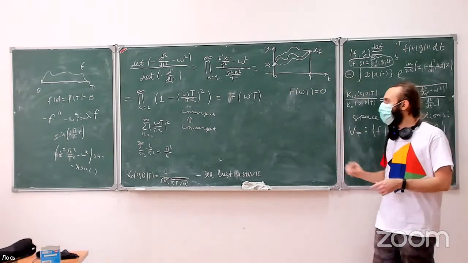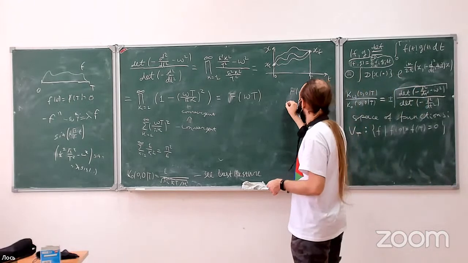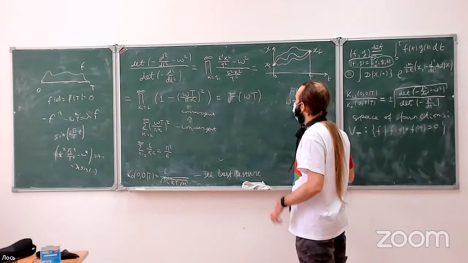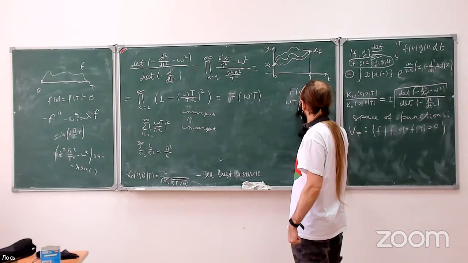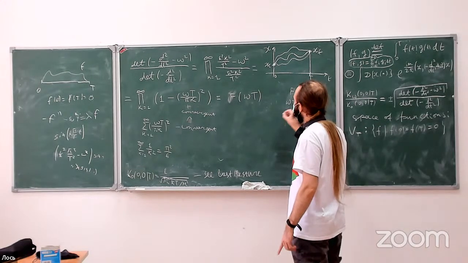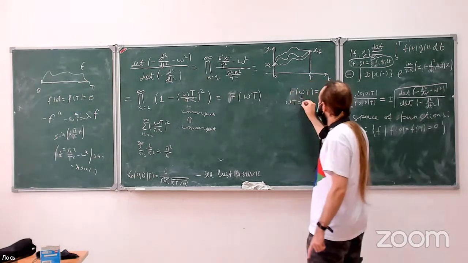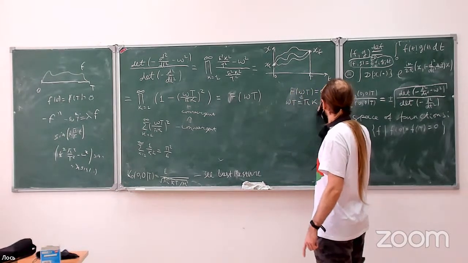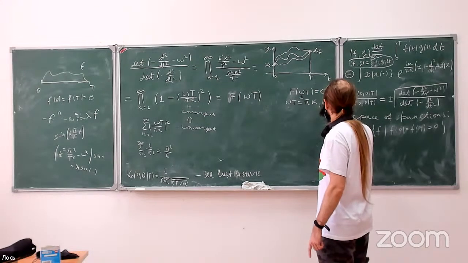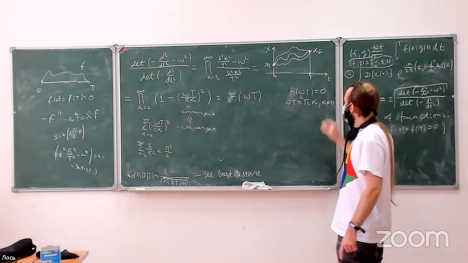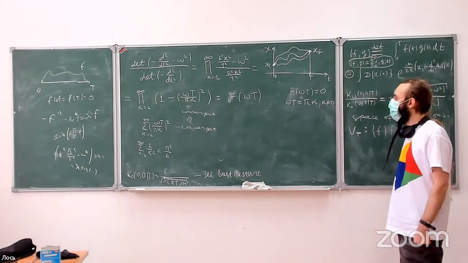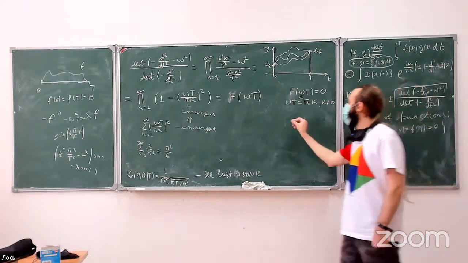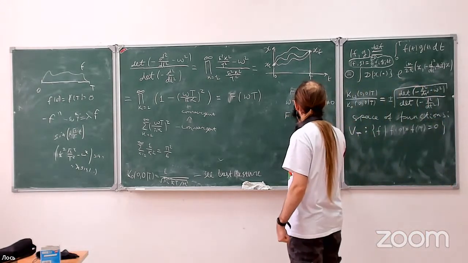It's pk, but for k not equal to 0. Then the question: what is f of 0?